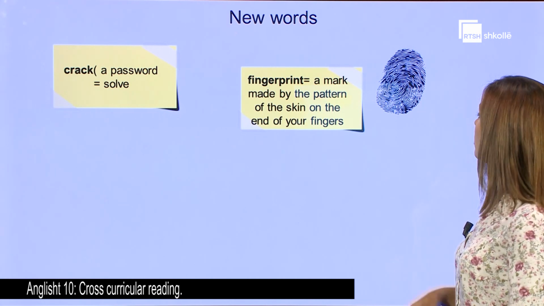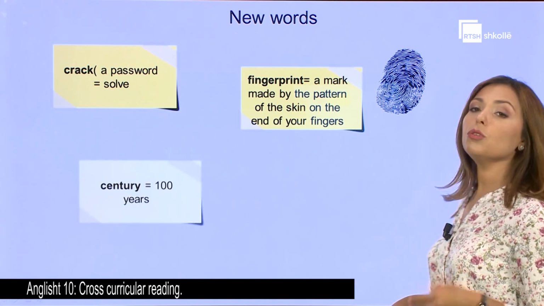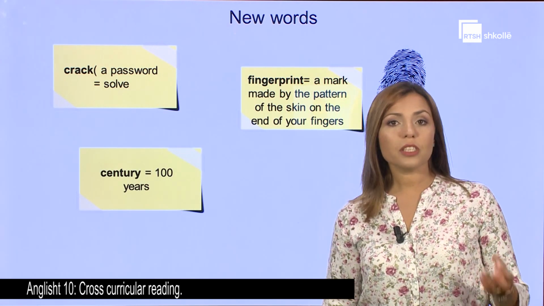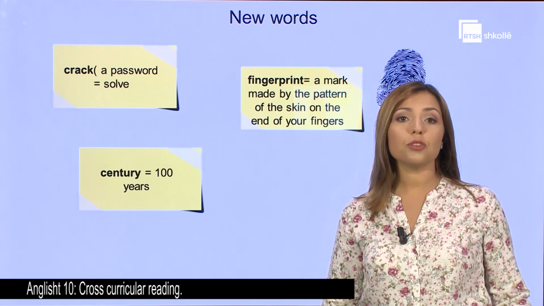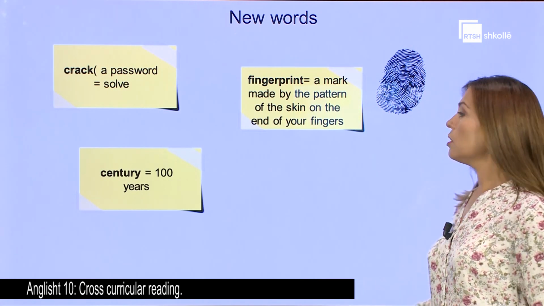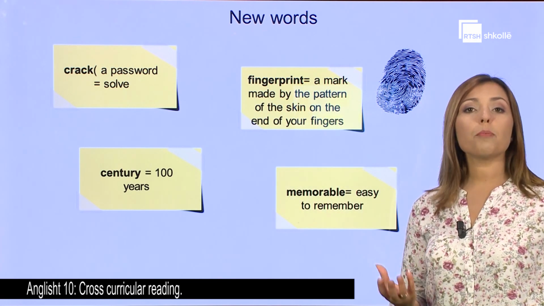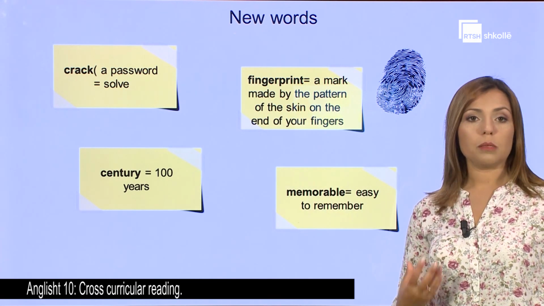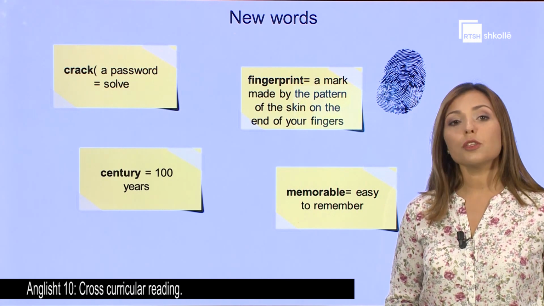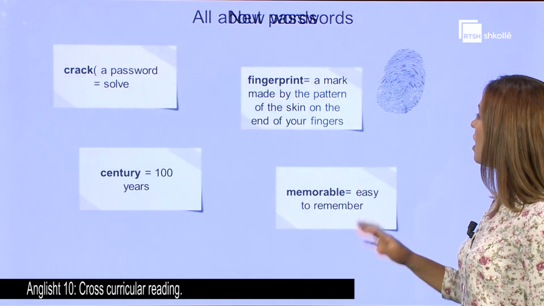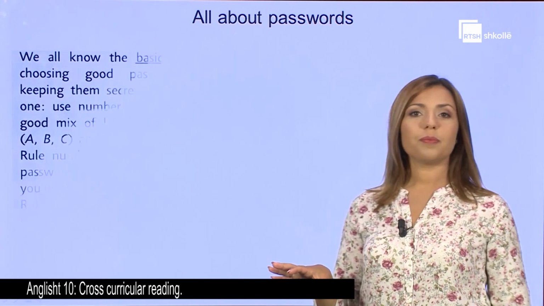Fingerprint. Another word that we're going to see in the text is the word century. Century means 100 years, of course. And one more word is the word memorable. If something is memorable, then it is very easy for you to remember it. Okay, let's deal with the text.